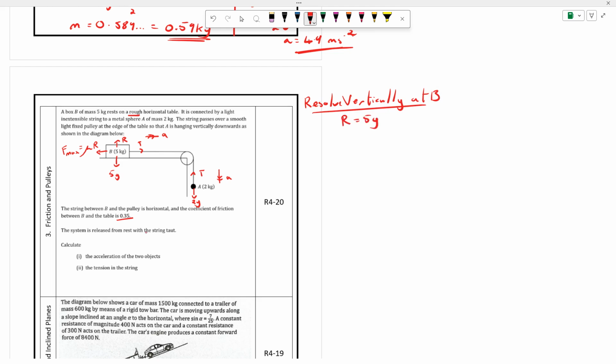That now allows me to find F max because I know what the coefficient of friction is. Using F max is mu R, F max must be 0.35 times 5G, which is the same as 1.75G. Now you notice if you multiply by G, that's fine, but it can make a slightly more awkward decimal to work with. So sometimes it is easier to leave G in your answer as much as you can. So I now know what R is.